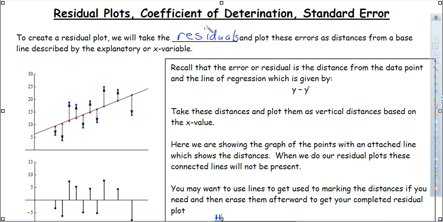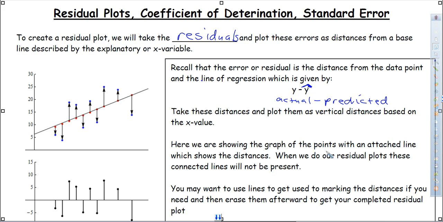And let's recall, what is a residual or error? This is the distance the data point is from the line of regression, which is given by y minus y hat. And remember, this just means the actual minus the predicted, or the observed minus the predicted. So remember, we're talking about the y values, or the response variable, and we're looking at these vertical distances. So we take these distances and plot them as vertical distances based on the x value.